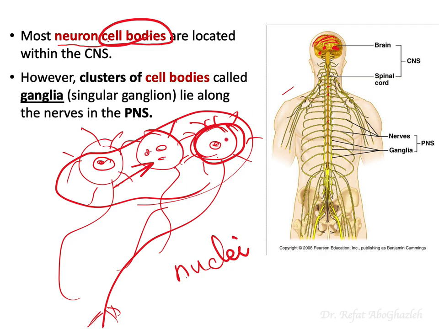But if the cell bodies of the neurons aggregate outside the brain and spinal cord, that means in the peripheral nervous system, outside the central nervous system, we call it ganglia. The singular is ganglion. So aggregation of cell bodies of neurons inside the central nervous system, in the brain and the spinal cord, we call nuclei. But if they are aggregated in the peripheral nervous system, outside, we call it ganglia. Here is the location, for example, of aggregation of cell bodies outside the central nervous system.